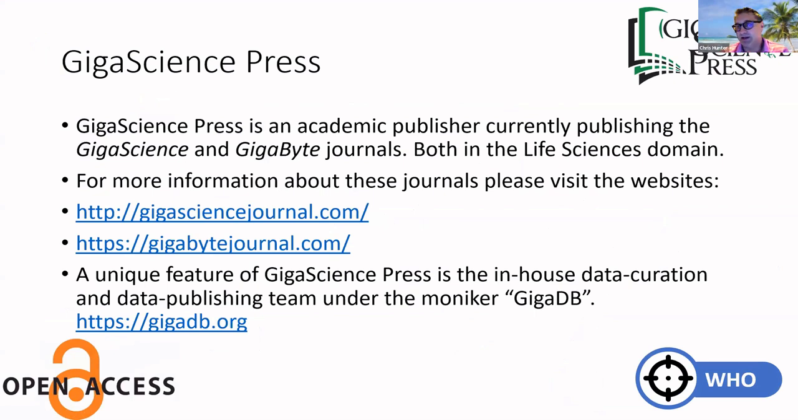for the GigaScience Database or GigaScience Repository. And essentially that's the part I look after, and that's where we do the data curation associated with the manuscripts that we publish in the 2 journals.